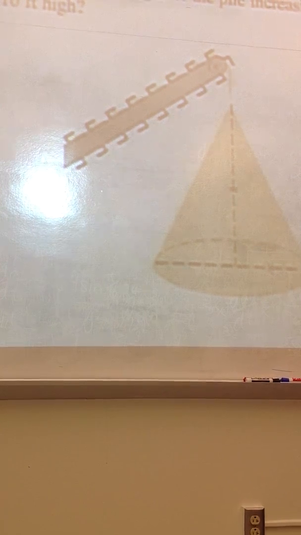Okay, so let's just picture what's happening. We're building a pile of sand, and it's forming a cone. As my cone gets bigger, the diameter gets bigger and the height gets bigger, and the coarseness is such that they're both going to stay the same length.